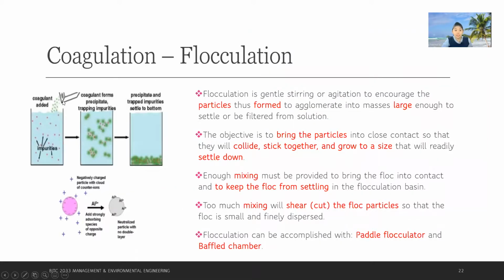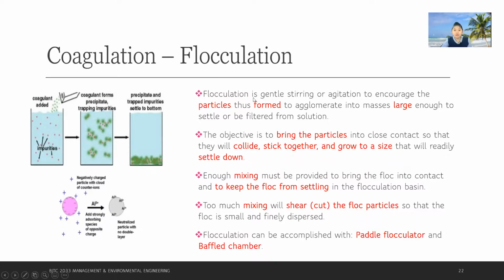Okay, so you will see here, we add the coagulant and then it will become big. Then it will be heavy and go down. This is the negative charge particle with a cloud of counterions, and then it becomes neutralized. The process of settling down is flocculation. When we add in the chemical to make the negative and positive connect, it is coagulation, but we read these terms together. Coagulation and flocculation are twin partners, you cannot separate them.